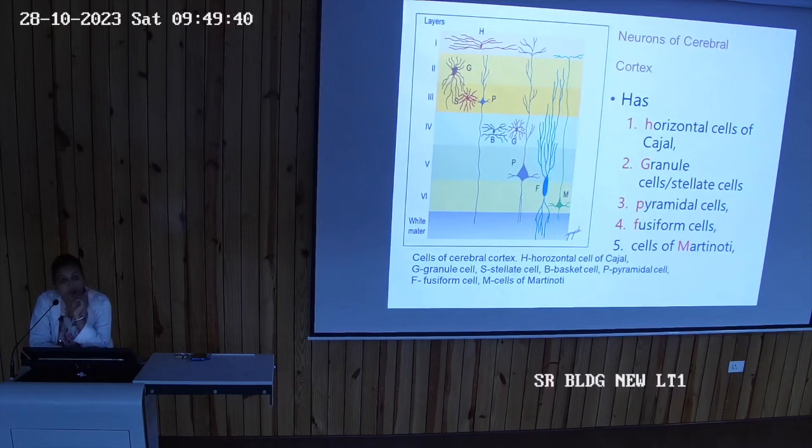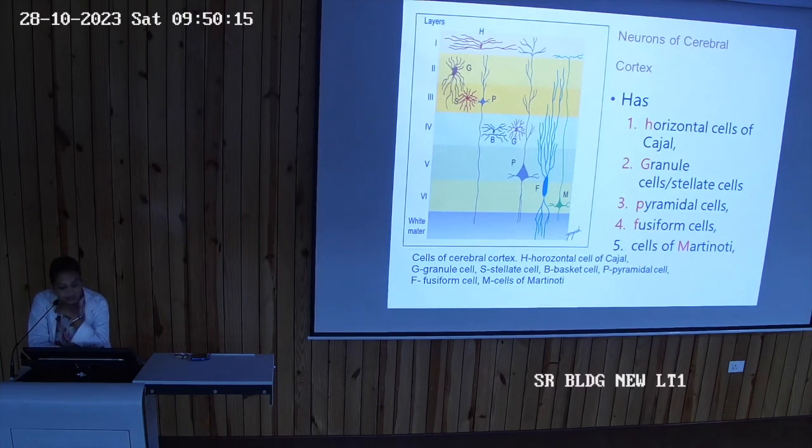Now the first one is horizontal cells of Cajal, which is present in the first layer. As you can see in the picture, these fibers are running parallel to the surface. So these horizontal cells of Cajal are present in the superficial top first layer, and these have a number of fibers. These have axons arising from the center of the cell body, and dendrites arising from the poles of the cell bodies. These are running horizontally, parallel to the surface.